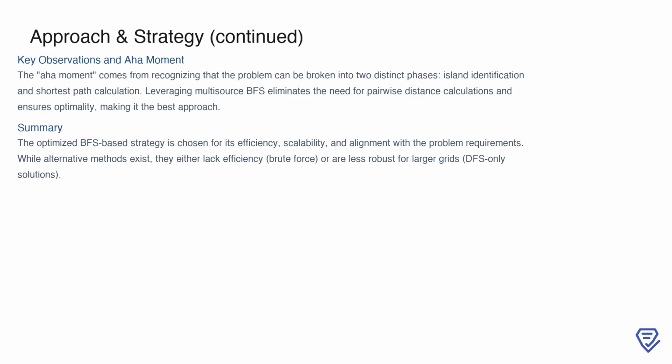In summary, the optimized BFS-based strategy is ideal for this problem due to its efficiency, scalability, and alignment with the problem requirements. While alternative methods like brute force or DFS-only solutions exist, they fall short in terms of performance or robustness when applied to larger grids. The BFS-based approach strikes the right balance, making it the most suitable choice for solving the shortest bridge problem effectively.